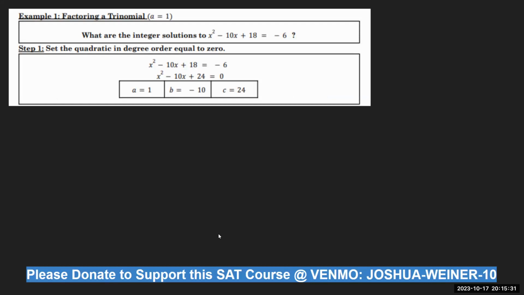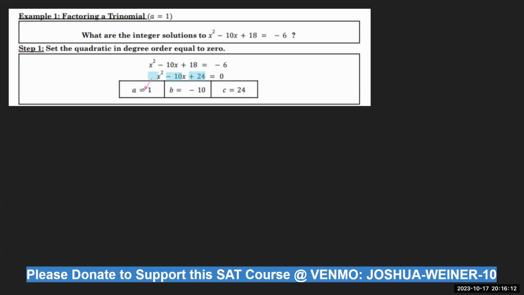Example 1. Here we're going to factor a trinomial where the first term is x squared, or a equals 1. So looking at the quadratic, we have x squared minus 10x plus 18 equals -6. The first step is always to set it equal to 0 if it's an equation such as this. So we'll add 6 to both sides, and then we get x squared, excuse me, minus 10x plus 24.